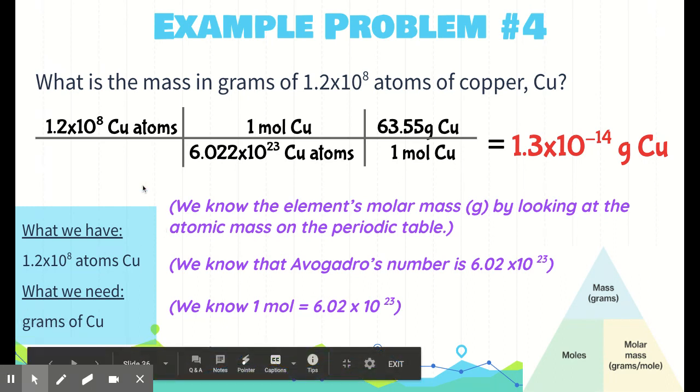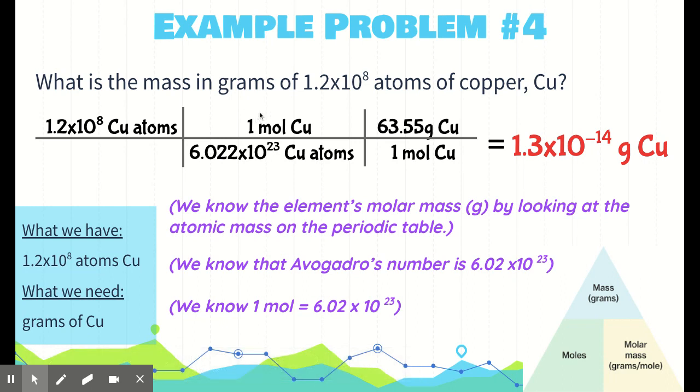So in this one, what is the mass in grams of 1.2 times 10 to the 8th atoms of copper, which the symbol is Cu. So we know we're going to start with our atoms of copper. It's going to be up here. Atoms of copper has to come down and across. So now this is where you need to try to figure out what my next step is going to be. I'm trying to get to mass.